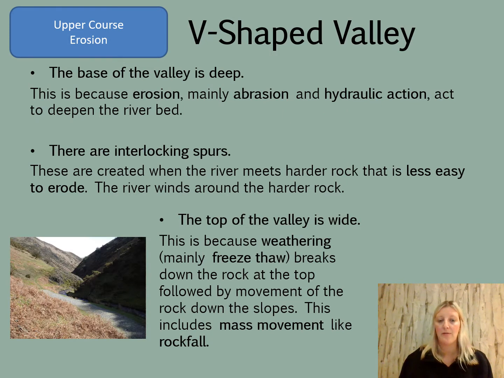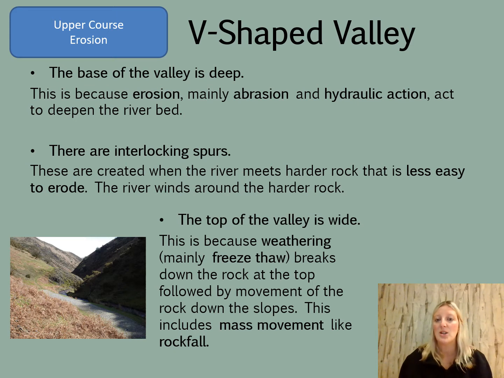And the final landform that we need to learn about in terms of the upper course of the river, also caused by erosion, because we have a lot of erosion happening in the upper course, is what we call a V-shaped valley. This has a very deep base, as erosion is pushing down in a vertical manner, eroding the riverbed. Again, it's mainly abrasion and hydraulic action that are doing this.